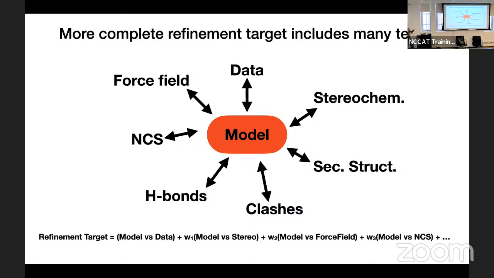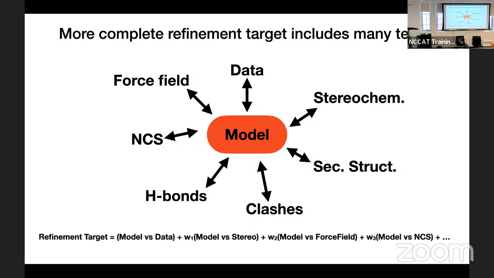And I'm imagining that deep learning is probably going to be plugging into this sort of area as well. And so all of these different parameters are then feeding into the refinement target. And so we can now write this much more complicated refinement target at the bottom right, where we have some term that's representing agreement between the model and the data, plus something about the model versus known stereochemistry of protein, and we can assign a weight specifically to that term.